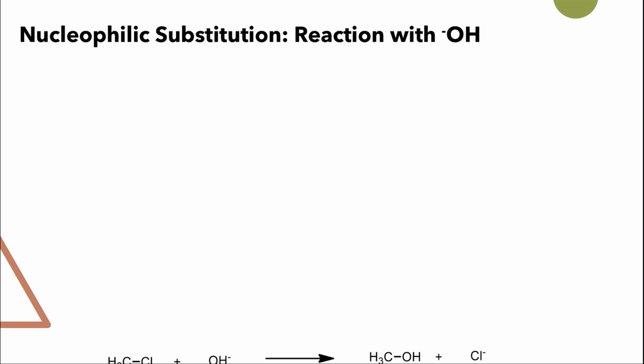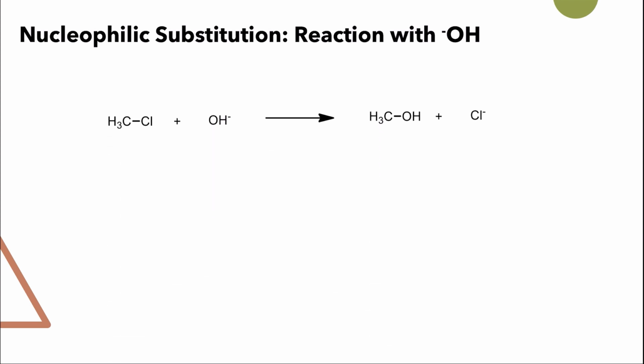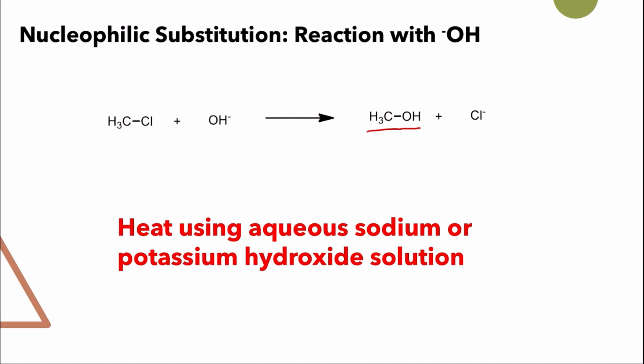The first reaction is the reaction of halogenoalkane with hydroxide. If you have hydroxide and you have halogenoalkane, the reaction can proceed via substitution, and that will give you the alcohol. In this case, you need to heat the reaction using aqueous sodium or potassium hydroxide solution. This is very important, the use of aqueous sodium or potassium hydroxide solution. You don't use ethanolic solution, you use the aqueous sodium or potassium hydroxide solution.